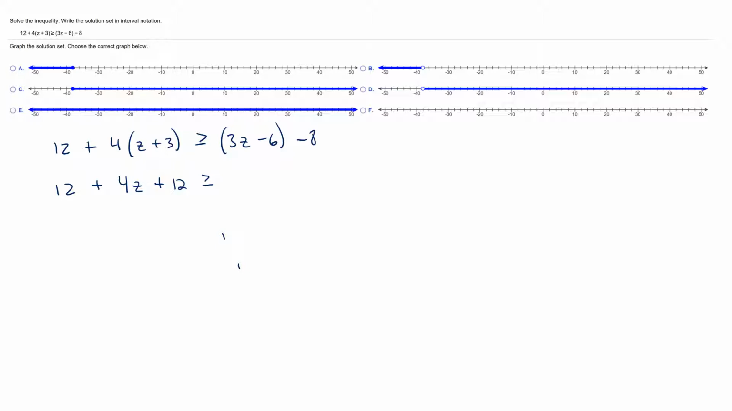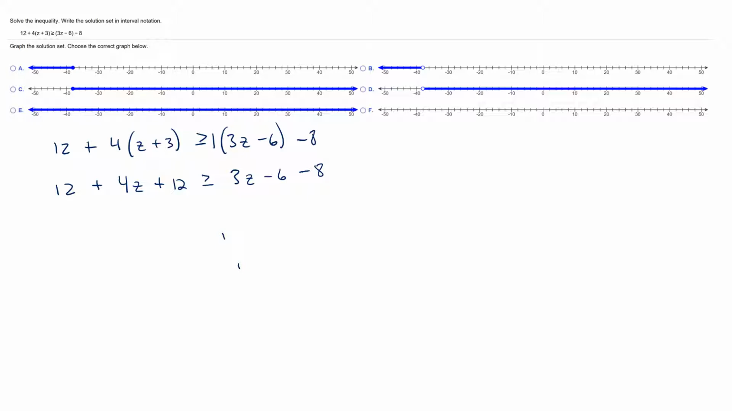There's nothing to distribute. Recall that there is a 1 right here, and when we multiply through by 1, the terms remain unchanged. So I can just drop the parentheses, or you could look at it as distributing the 1. And of course I have the minus 8.